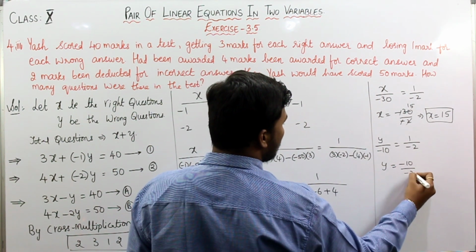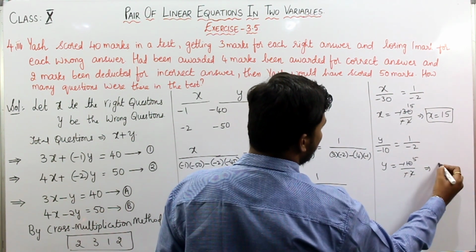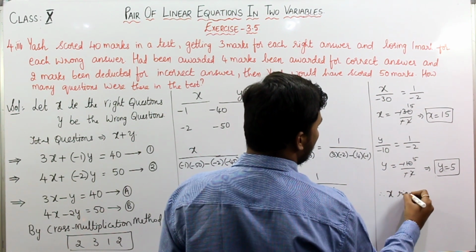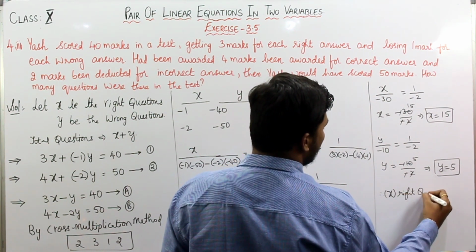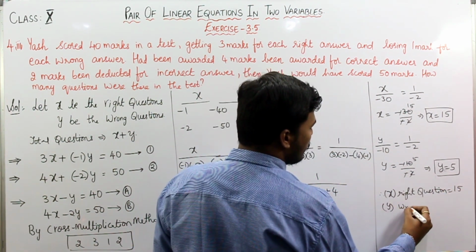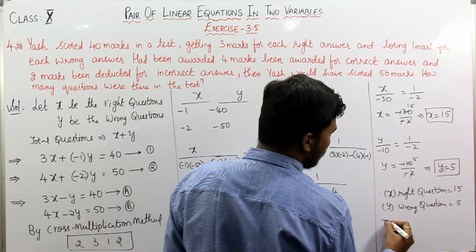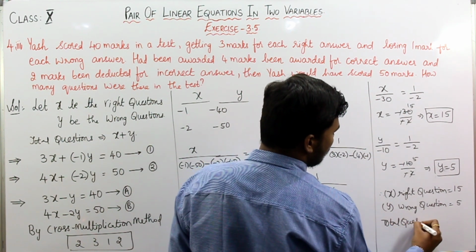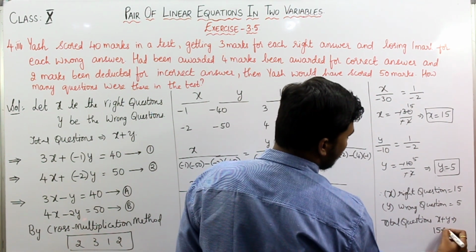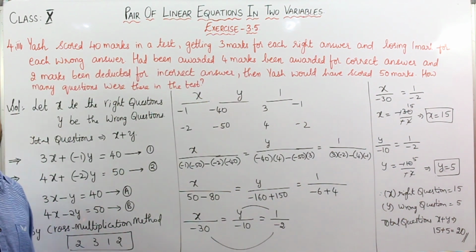Okay, now next one, y by minus 10 is equals to 1 by minus 2, y is equals to minus 10 by minus 2, 2 5s are 10, so that implies y is equals to 5. So therefore right questions x are 15 and wrong questions y are 5, and total questions x plus y is equals to 15 plus 5, 20. So therefore he has attempted 20 questions in the test.